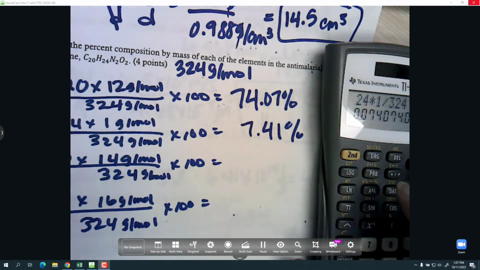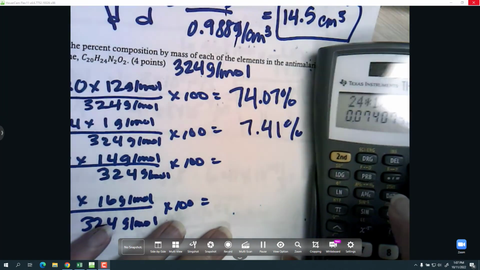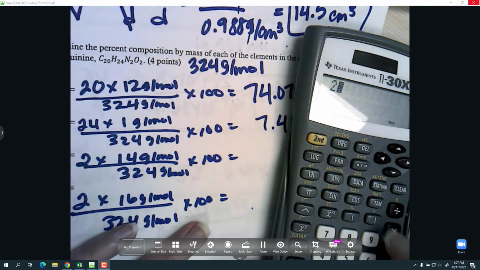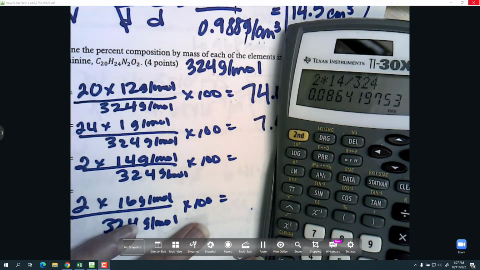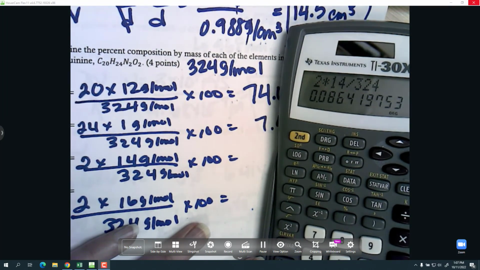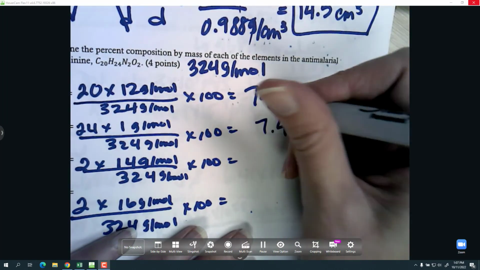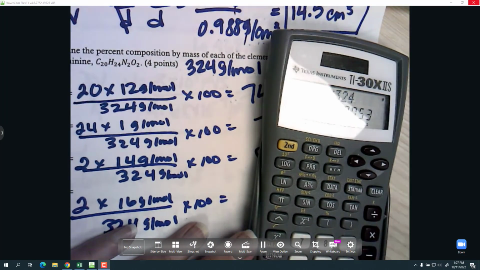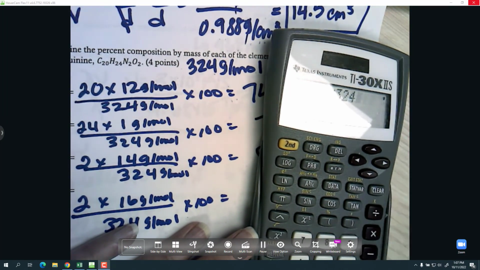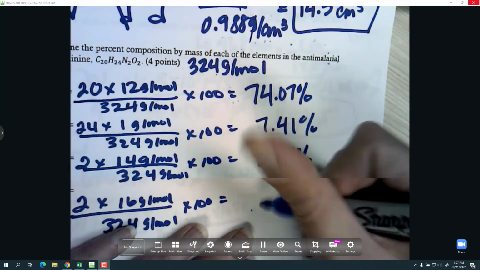I did round some of them. This one should probably be like 12.01, but I'm going to leave 2 decimal places. 2 times 14. And again, I'm just multiplying by 100 by moving the decimal 2 places to the right in my head, so 8.64%. And 9.88%.